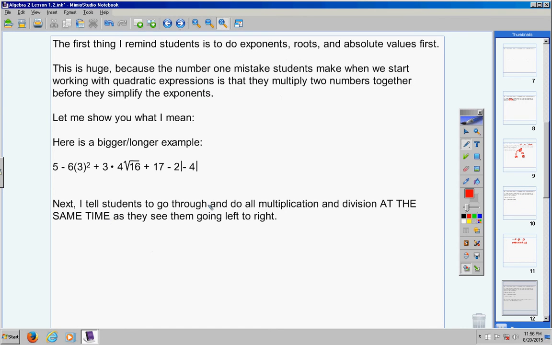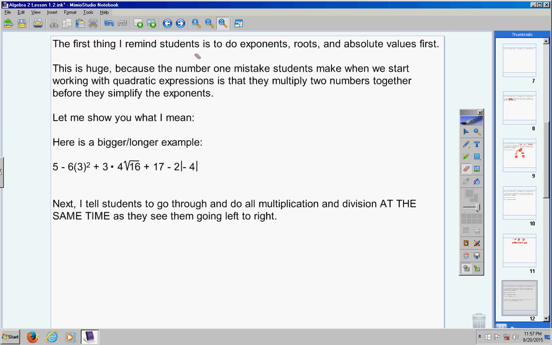Next, I tell students to go through and do all multiplication and division at the same time as they see them going from left to right. I would make note of that in your notes. And that's one thing about PEMDAS that I don't really care a lot for: it says multiplication, then division, and really it should be an "and" right here. It's multiplication and division, and do that as you see the multiplication and division going across.